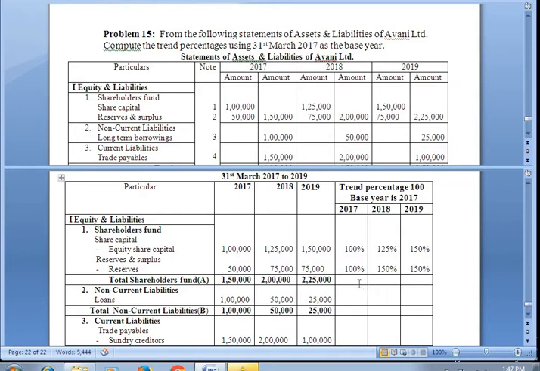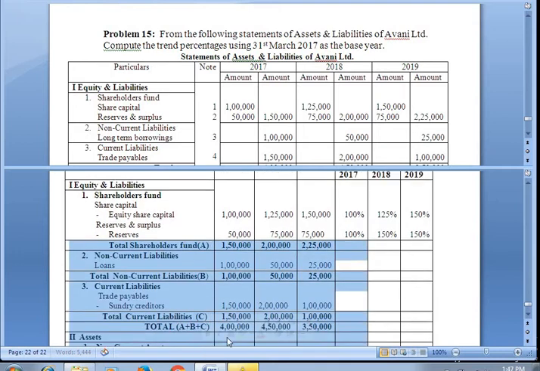Now next line is total shareholders fund. Already the amount we have calculated. So 1,50,000 for the year 2017, again it is 100%. Next 2018, 2 lakh divided by 1,50,000 into 100 is equal to 133.33%.